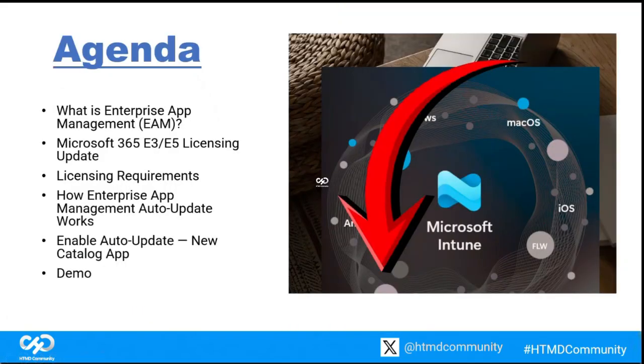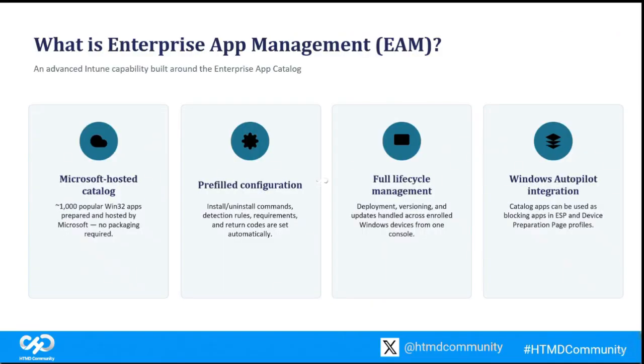So this is my agenda for today. I'll talk about what enterprise app management is. You probably know what EAM is, but I'll still give a brief intro. I'll talk about the E3 and E5 licensing update, which you probably have read about on LinkedIn and in many articles. Microsoft has already released a great article about it. There's a huge change in E3 and E5, and I'll cover the licensing requirements to use EAM, enterprise app management. I'll also show you how you can set up auto updates in EAM, and we'll have a complete demo. We'll talk about EAM first.